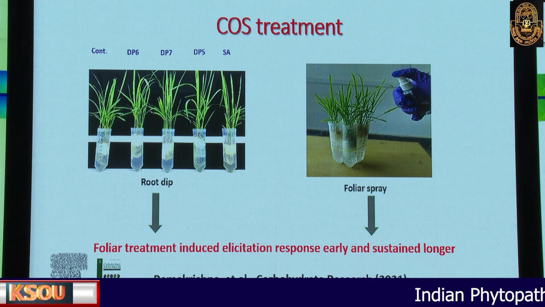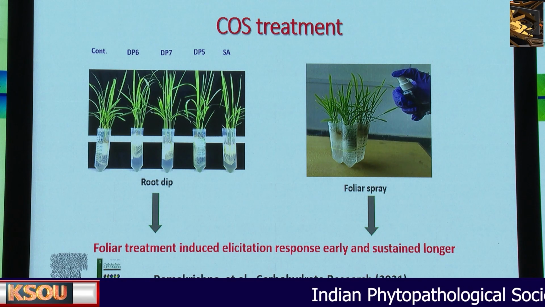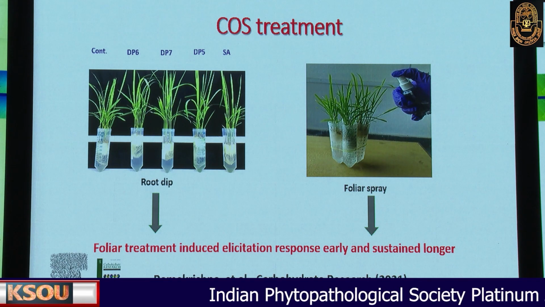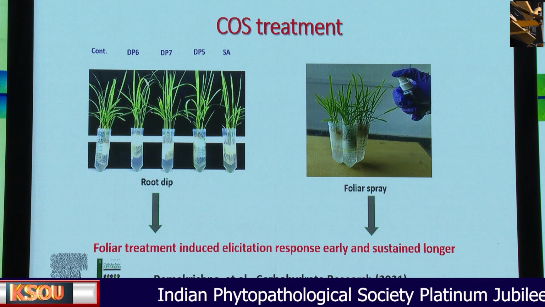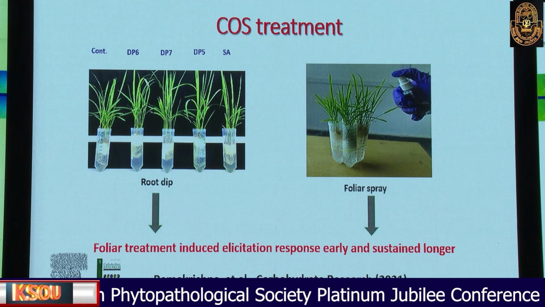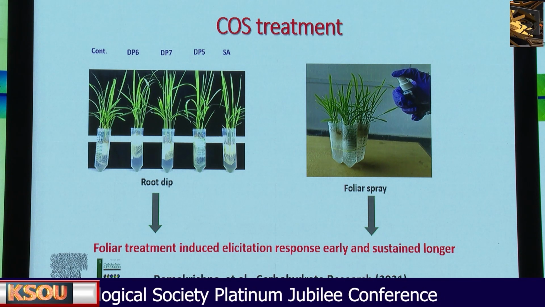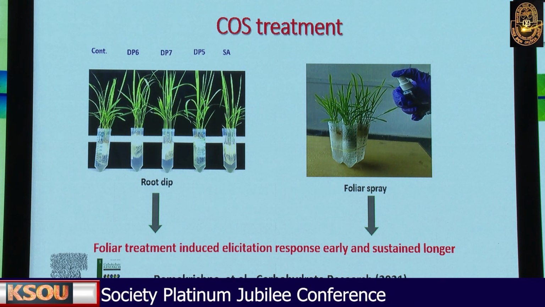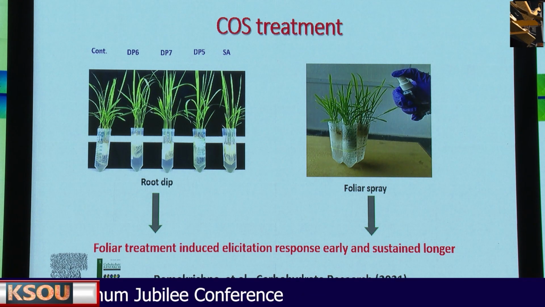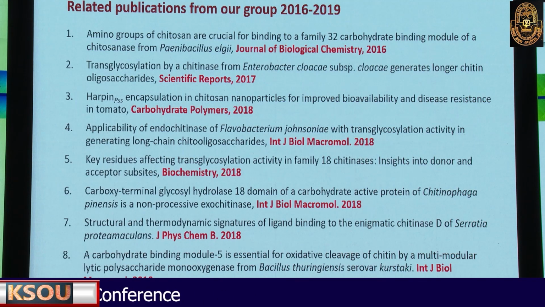And what we have also done is, Sharma, who is sitting in this audience, is my student. He has developed a process making use of those improved enzymes, set up a transglycosylation process, separated out the oligomers prepared from that, and tested them in two different ways, as a root dip treatment and as a foliar spray. Foliar spray treatment induced an elicitation response early and sustained for a longer period. This was published a couple of years ago in Carbohydrate Research.